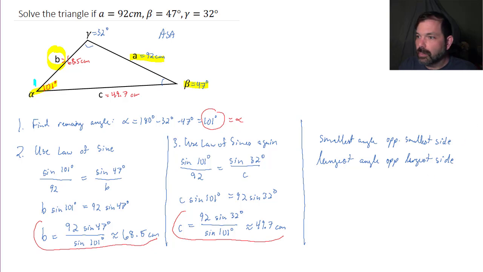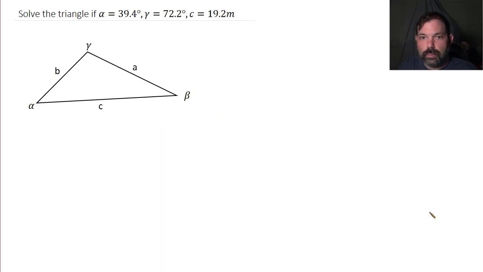Let's see another example. Solve the triangle if alpha is 39.4 degrees, gamma is 72.2 degrees, and C is 19.2 meters. This would be a good time to pause. Try this one out on your own before I do it.